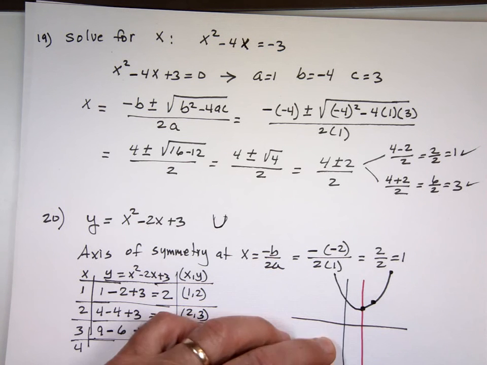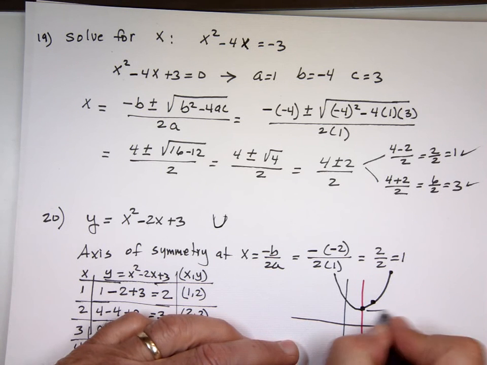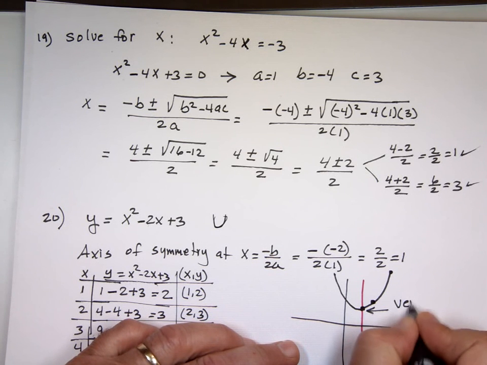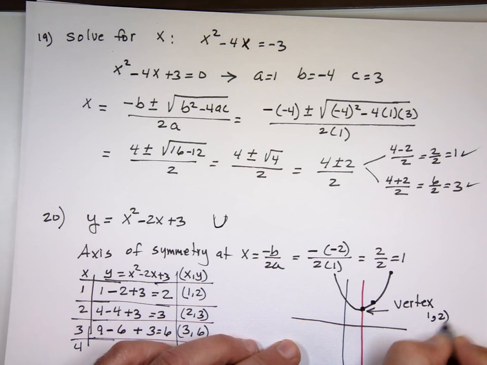So you can see it opens upward. This is your vertex right here, which is 1, 2. That's where that peak point is.